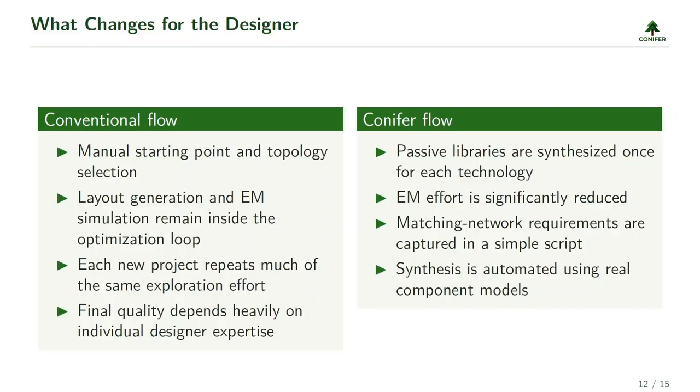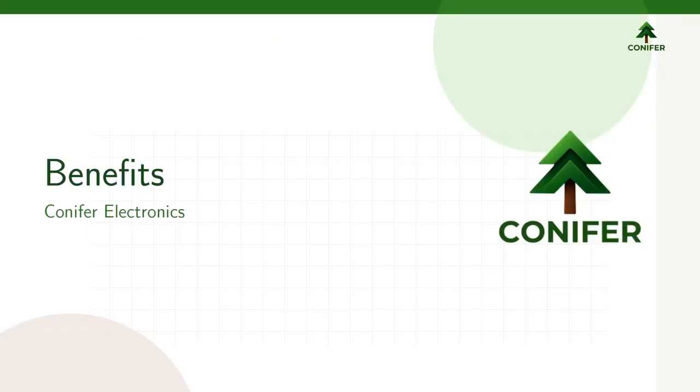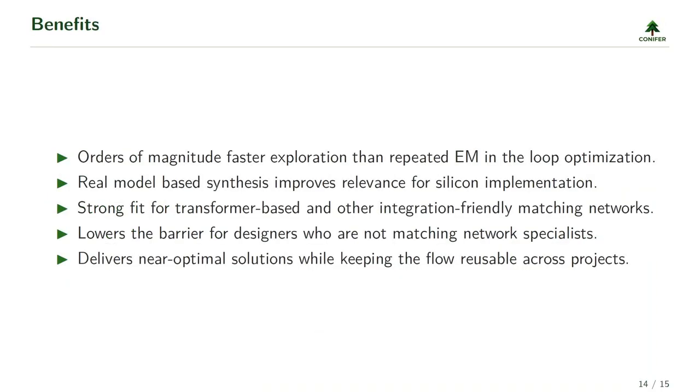So we can see that using the Conifer design flow brings a lot of benefits. It provides design space exploration, which is orders of magnitude faster than optimization based on repeated electromagnetic simulation in each iteration loop. Real component model-based synthesis improves relevance for silicon implementation and helps avoid reiterations after final electromagnetic verification. The Conifer design flow is a strong fit for transformer-based and other integration-suitable matching networks.